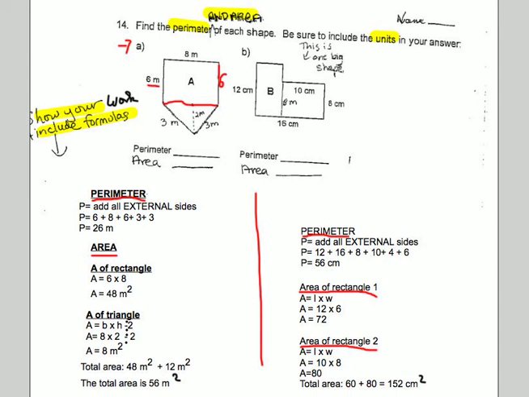So to find the perimeter, I know the perimeter is to add up all the external sides. So I make a little tick so I can know I've done it all. So I'm going to add 6 plus 8 plus 6 plus 3 plus 3. So the perimeter of the entire shape is 26 meters.